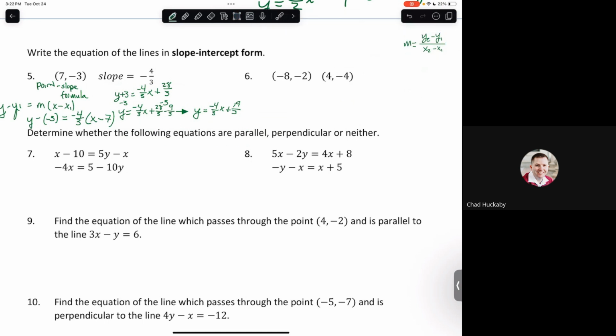So our slope m is equal to -4 minus -2 over 4 minus a -8. So -4 minus a -2 is -4 plus 2, so -2. And 4 minus a -8 is what? 12. So this is equal to -1/6.